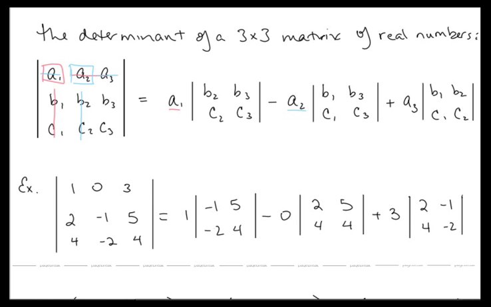So for example, this matrix here, 1, 0, 3, 2, negative 1, 5, 4, negative 2, 4, we're going to break it down into its minor determinants. We're going across the top row with a positive, negative, positive. So we have positive 1, negative 0, positive 3. And those minor determinants are found by blocking out the row and column of that leading term.